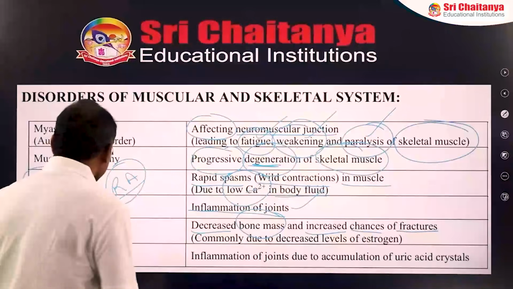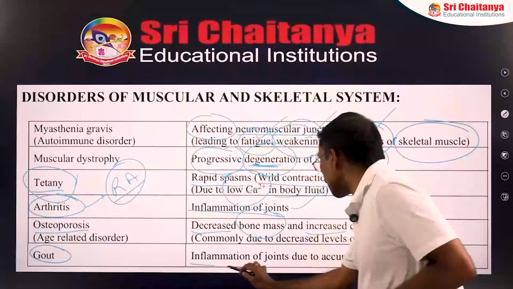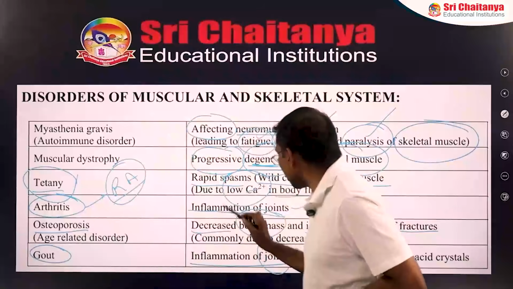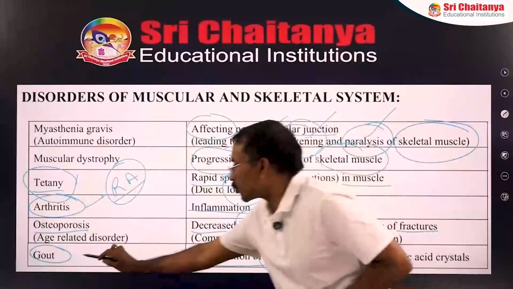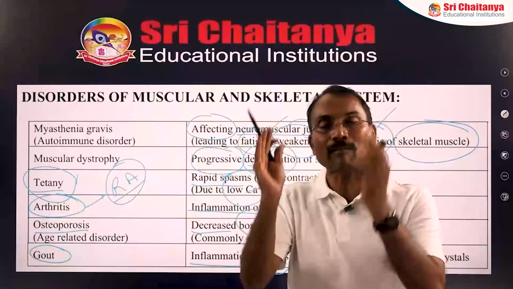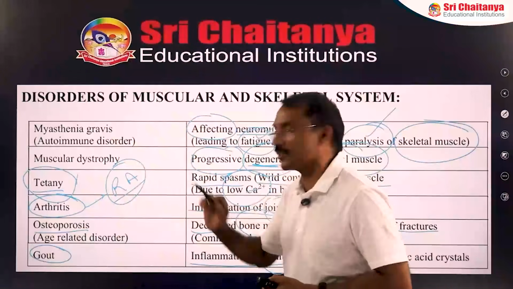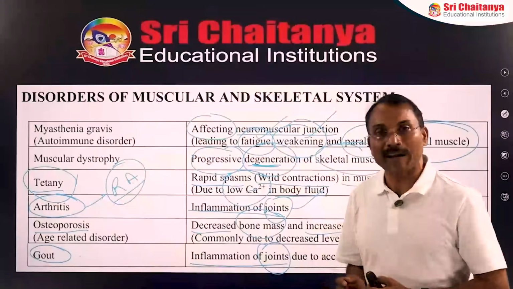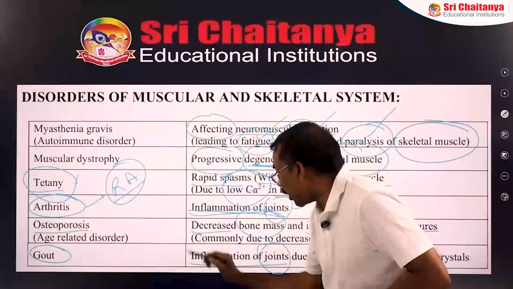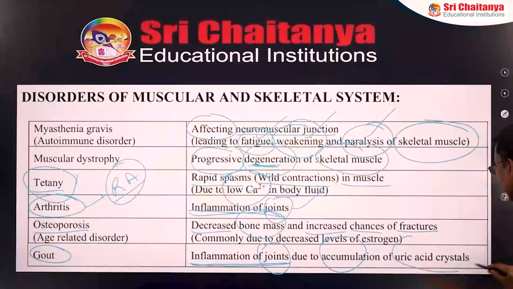Another disorder, that is gout. What is the symptom of gout? Gout is nothing but inflammation of joints. Inflammation of joints is seen in both arthritis as well as gout, but the reasons are different. There is inflammation in the synovial membrane in the joints due to autoimmune disorder in the case of rheumatoid arthritis. That leads to severe joint pains in the form of inflammation, whereas in gout, inflammation of the joint is because of accumulation of uric acid crystals.